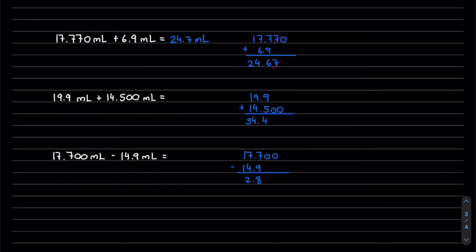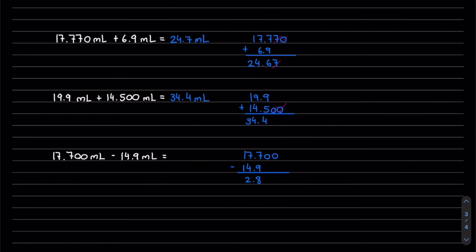So let's try this next one, 19.9 plus 14.500. Again, we have 2 sticking out, and that's going to be cancel, cancel. Fortunately, our answer in the calculator only goes 1 to the right, which is exactly what we need. So no changes needed there, and we can just put 34.4 milliliters as the answer. So again, just go by the least precise one.